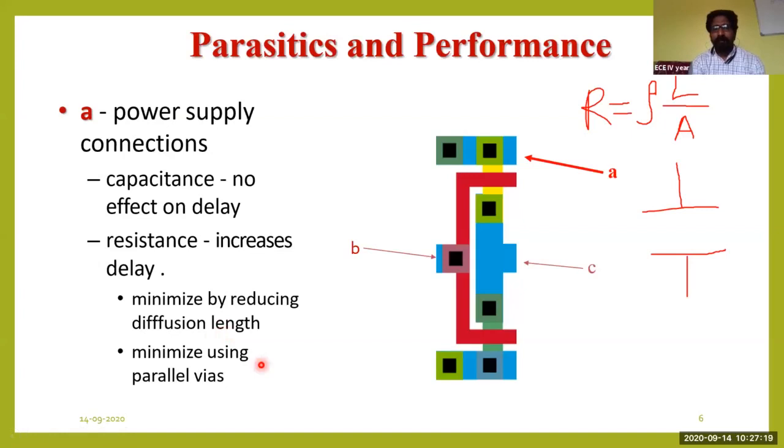Then minimize using parallel wires. Parallel wires means that instead of using one particular contact here, you can use 3 or 4 contacts one after another, and that reduces this particular resistance. In this particular layout, we have used only one contact here, but in some designs they use more contacts in order to get some other performance.